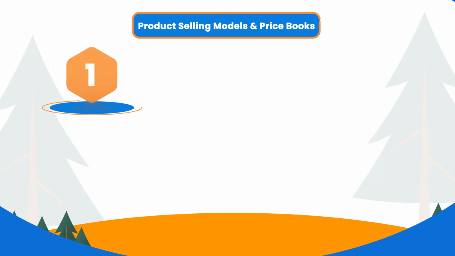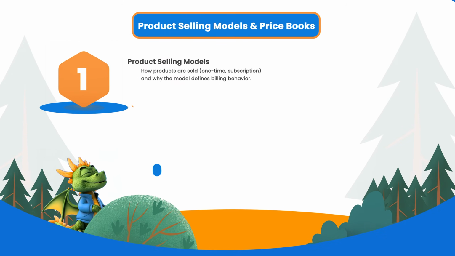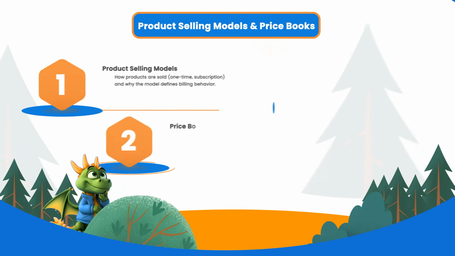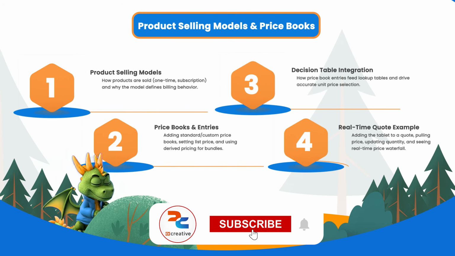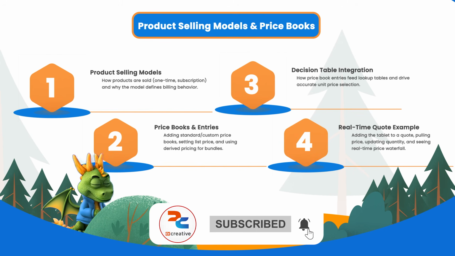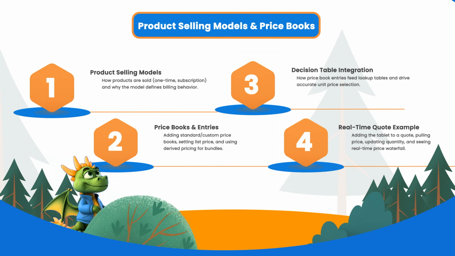Okay, so let's start adding the product selling model to the product. Also, adding a product to a price book, and we will see how a price book entry is created. Then we'll go to the decision table and see, if there is a record in the price book entry, how that is reflected to the lookup tables when you are refreshing the decision table.